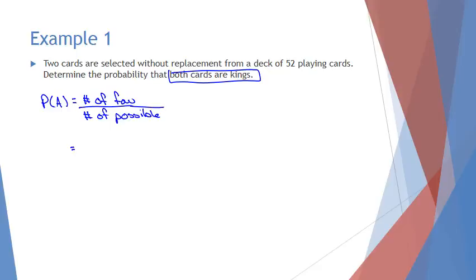Before I even get into that, I should think about whether I am going to be using the fundamental counting principle, permutations, or combinations. Well, in this question, I could actually do it 2 different ways. We could use the fundamental counting principle as well, but what I'm going to choose to use is permutations or combinations.